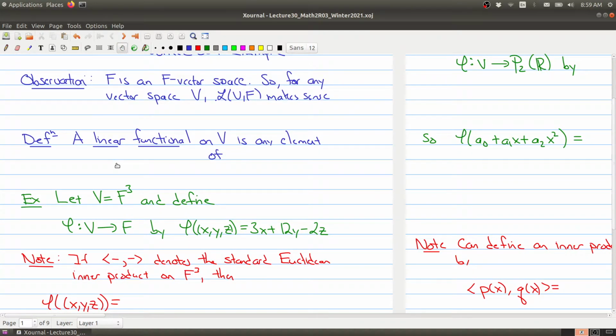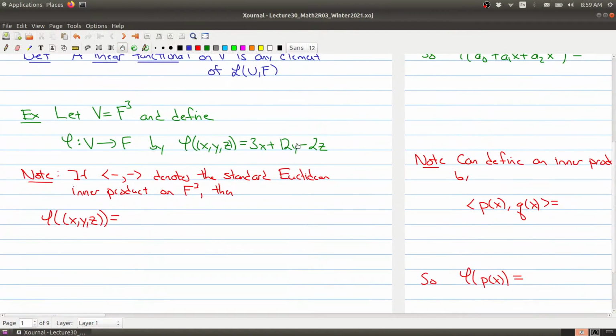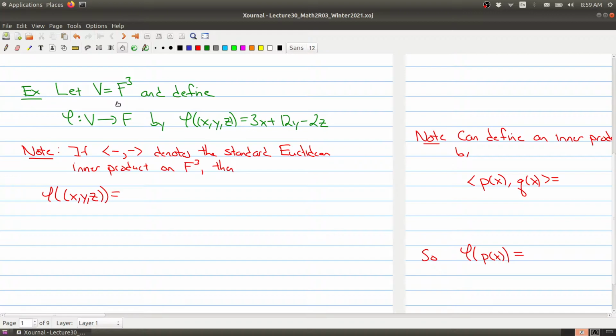We want to give a special name to these objects. We say a linear functional on V is any element of this set of linear maps from V to F. So when I say linear functional, I just mean a linear map, and the difference is that I know exactly where it's being mapped to. Let me give you an example. Let's say our vector space is F^3, so all triples with entries inside of F, and we define a map from V to F by taking any triple x, y, z and mapping it to 3 times the first coordinate plus 12 times the second coordinate minus 2 times the last coordinate. This would be an example of a linear functional.